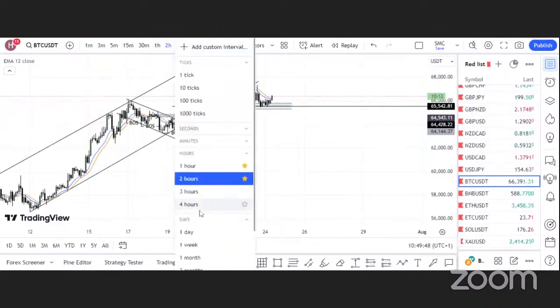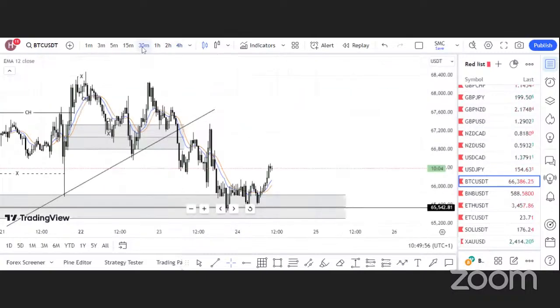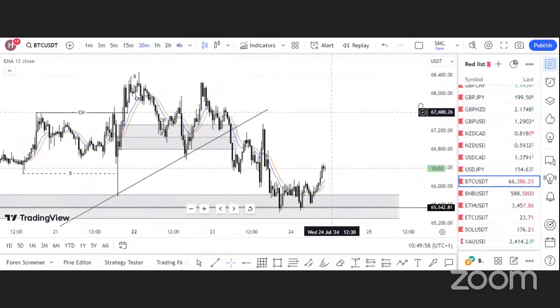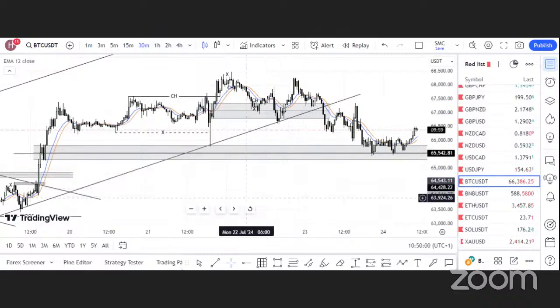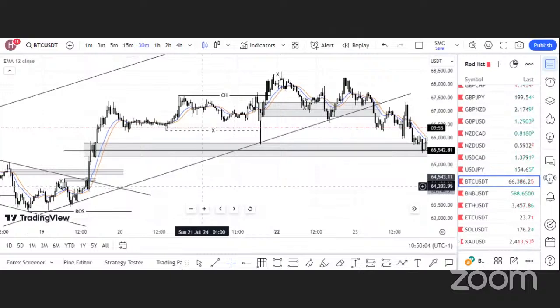But let's go to the 4-hour time frame to understand what has happened here better. Okay, there's nothing on the 4-hour time frame. Let's drop down to a lower time frame. All right, yeah. So this is the reason why this market didn't actually go to the lower trend line.